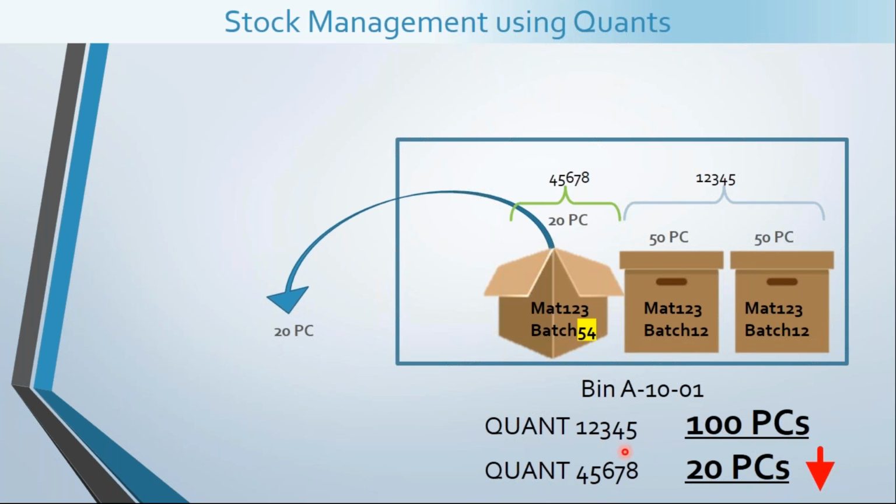At this point, it's also interesting to understand that if the quantity belonging to a particular quant becomes 0, then SAP deletes that quant. So if I removed the complete 40 pieces from this quant, system would have actually deleted this quant 4, 5, 6, 7, 8, because then this group actually does not exist. This doesn't really mean anything in the system. So system simply deletes it.